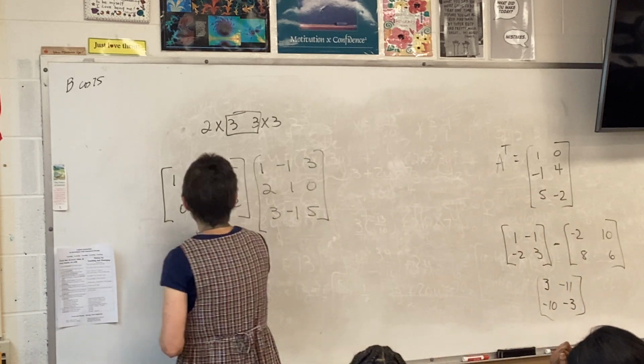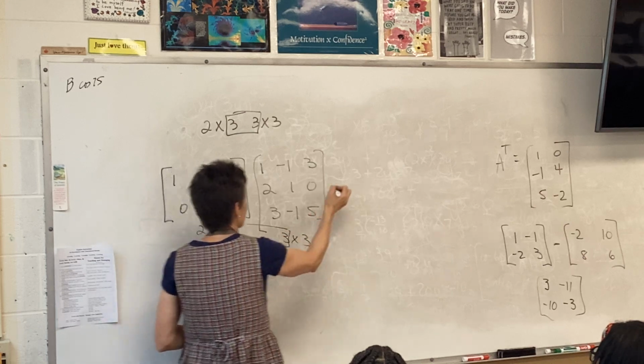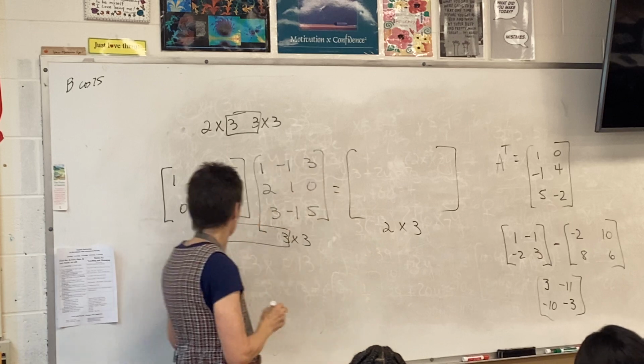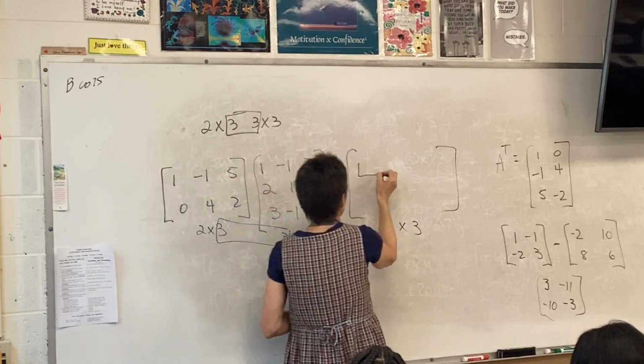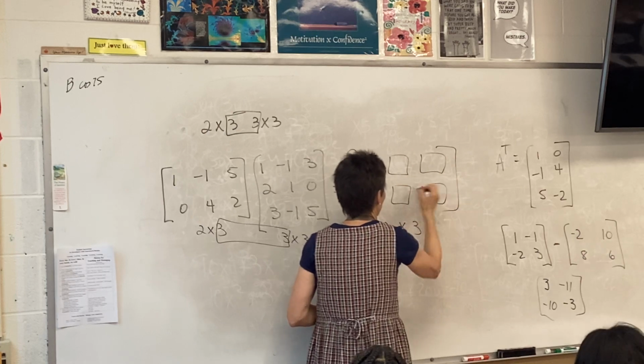Since I have a 2 by 3 and a 3 by 3, I can multiply and my answer will be another 2 by 3, correct? Yeah. So that means I'm gonna have 2 rows and 3 columns of numbers. So I have to fill in all these blanks.